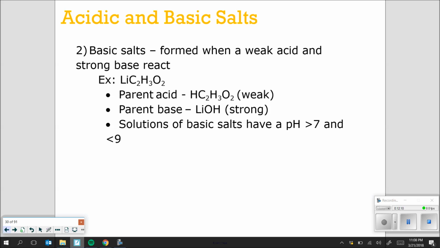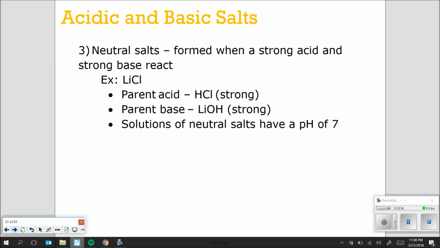A basic salt is going to be formed when a weak acid and a strong base react. So for example, if I've got acetic acid, that's a weak acid, and my parent base is lithium hydroxide, that's a very strong base, then I'm going to have a slightly basic salt, and that's going to have a pH greater than 7, but less than 9, so slightly above neutral. Neutral salts, though, are formed when you've got a strong acid and a strong base. So, for example, lithium chloride was formed from HCl reacting with lithium hydroxide, and those are both strong acid, strong base, and you'll get a neutral salt, and it should have a pH of 7.